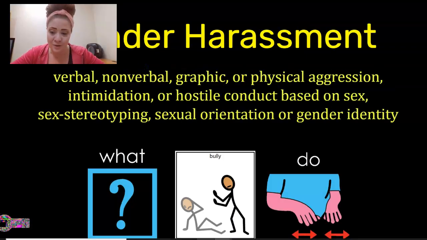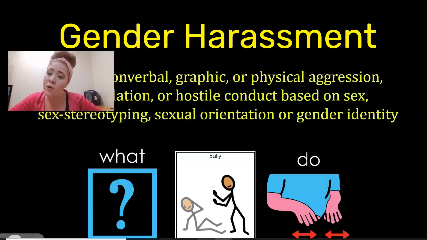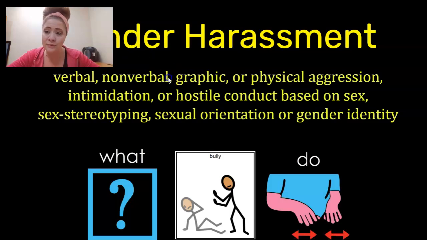What is gender harassment? Gender harassment is verbal, nonverbal, graphic, or physical aggression, intimidation, or hostile conduct based on sex, sex stereotyping, sexual orientation, or gender identity. This is another example of harassment. Harassment is what bullies do.